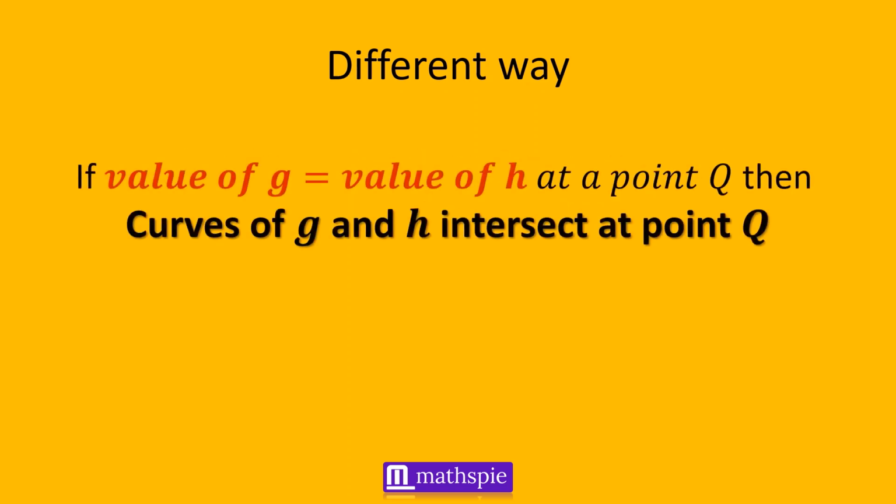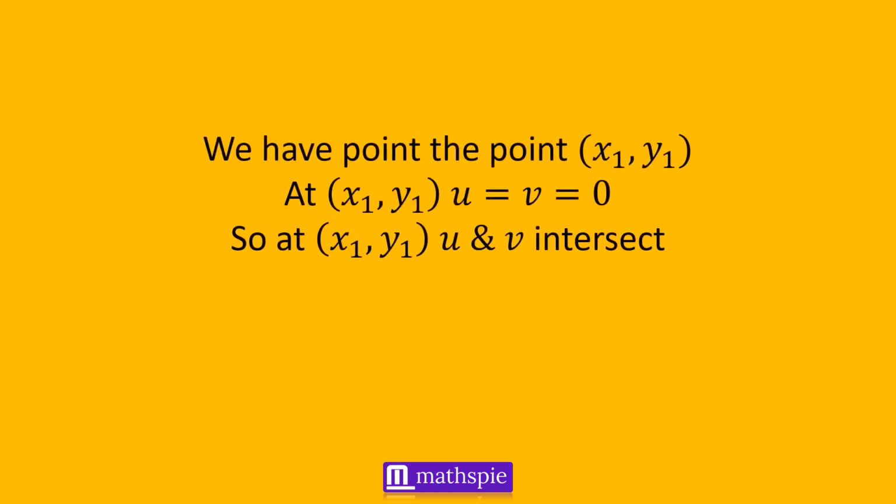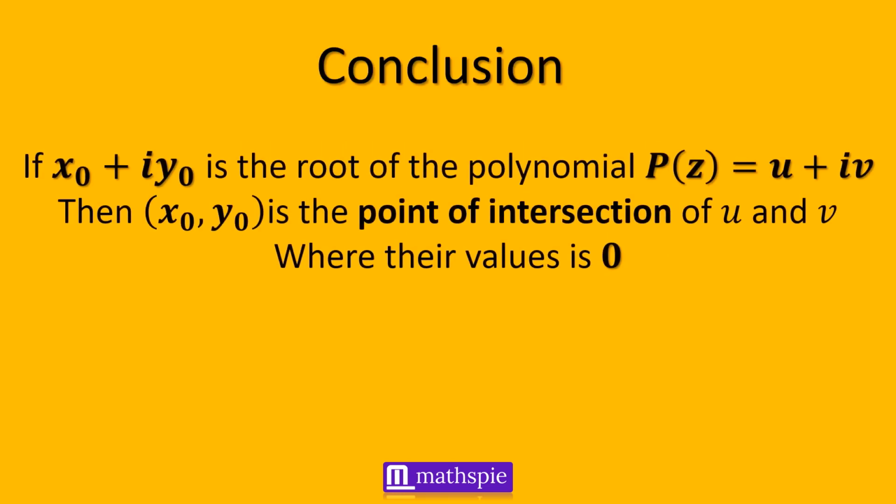If the values of functions g and h are equal at the point q, then the curves of g and h intersect at q. We have the point x1 comma y1. At this point, both u and v intersect each other because they have the same value at that point, that is 0. If x0 plus iy0 is the root of the polynomial p of z, then x0 comma y0 is the point of intersection of u and v where their values are 0.